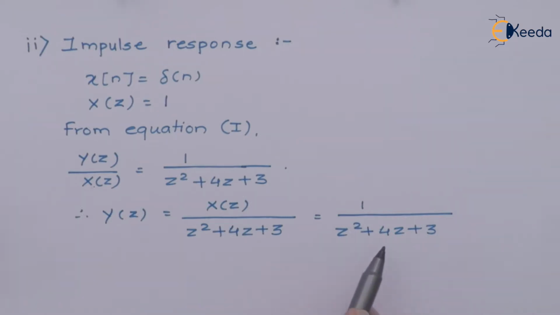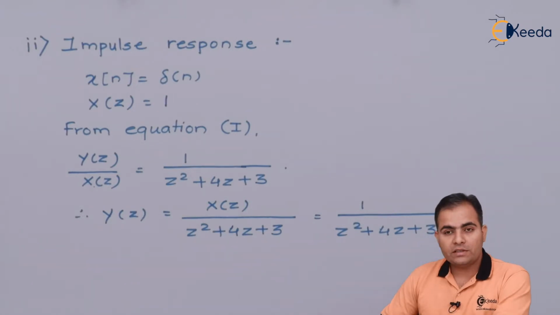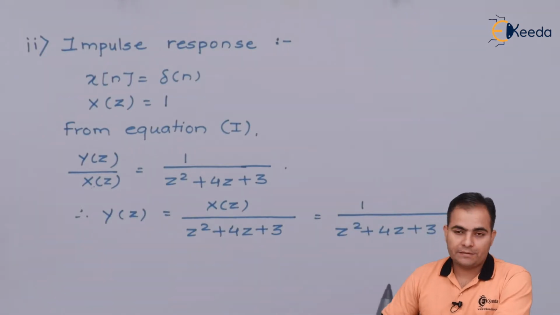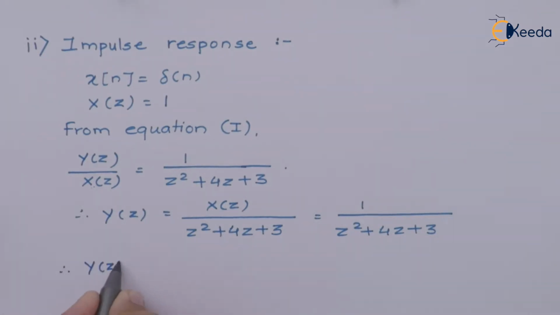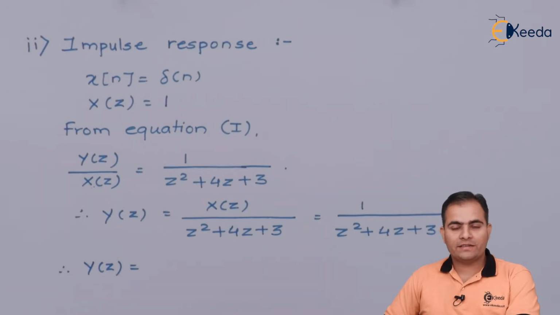What are the factors you will get? Look at it, the last term is always the product of two digits, whereas the middle term is always the addition of the same two digits. So let's say the last term is a product of two digits, that is 3 into 1, you will get 3. So my two different values are 3 and 1. And if we add both these values, then you will get the middle term, that is 4. So 3 plus 1 is 4. So I can say that my factors are z plus 1 and z plus 3.